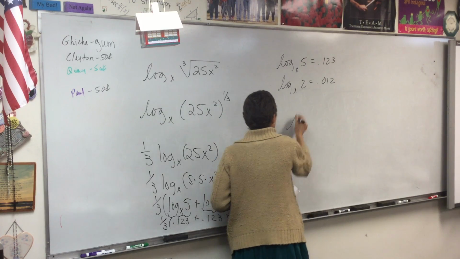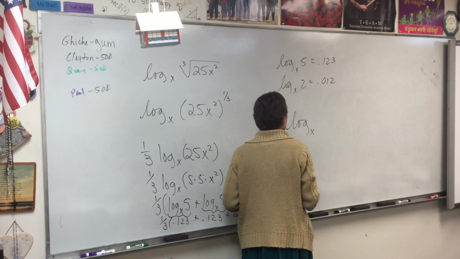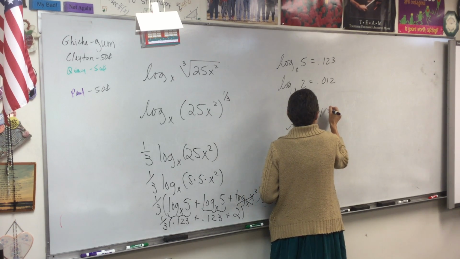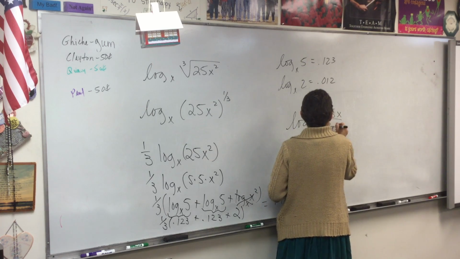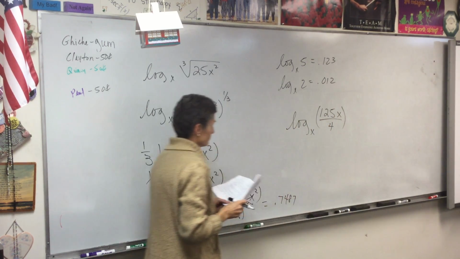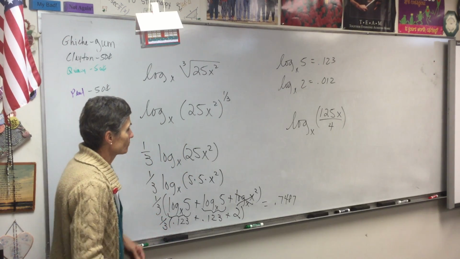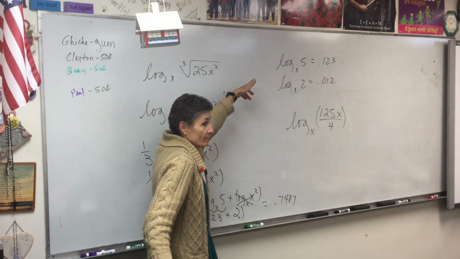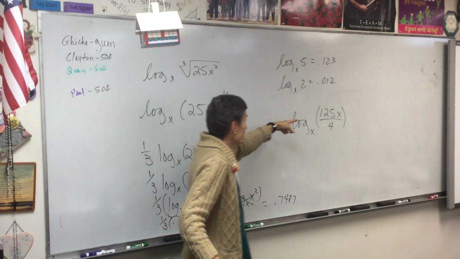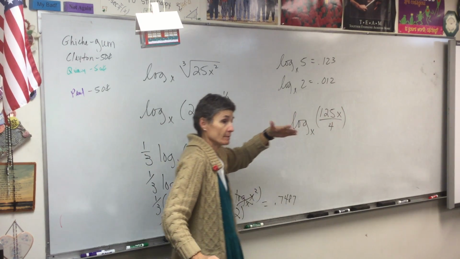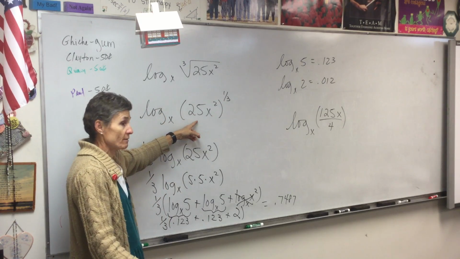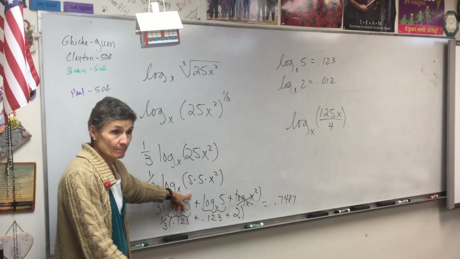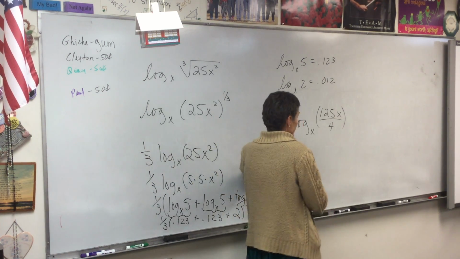Okay, so suppose I said, let's find the log base x of 125x over 4. Okay, now keep in mind that is the given. So 125 and 4 weren't given. So what did I do over here with my 25? I broke it down into the given. So how shall we break this guy apart?